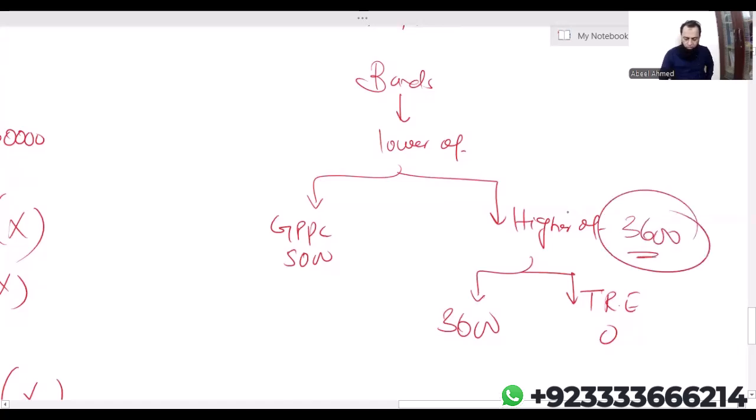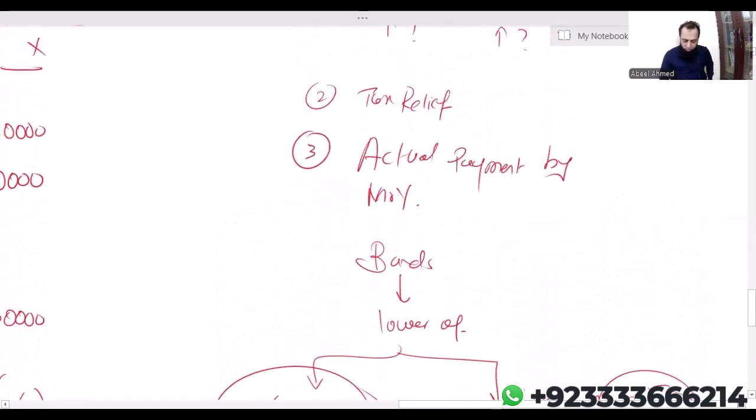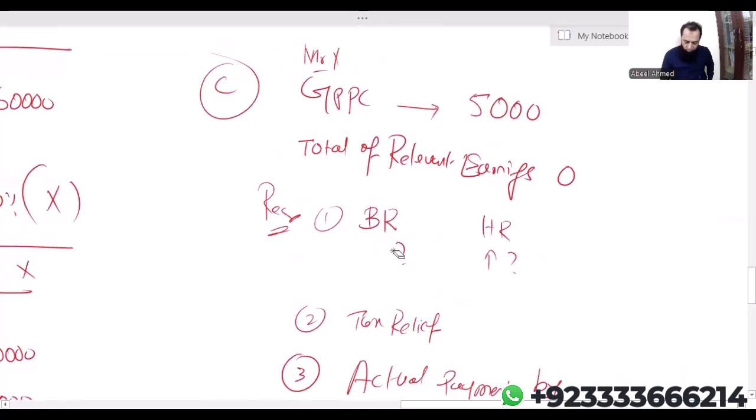3,600 and 5,000, whichever is lower. Obviously 3,600 is lower. So the bands will increase by 3,600.